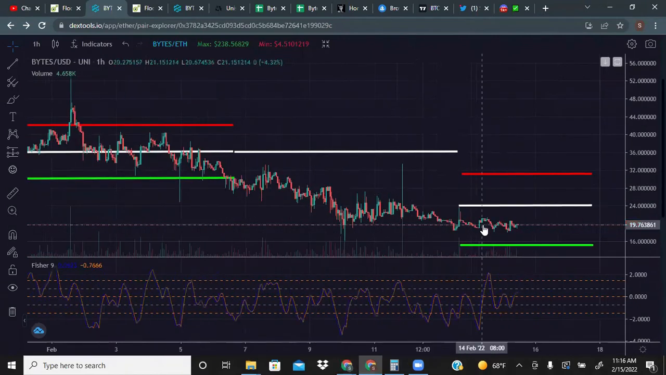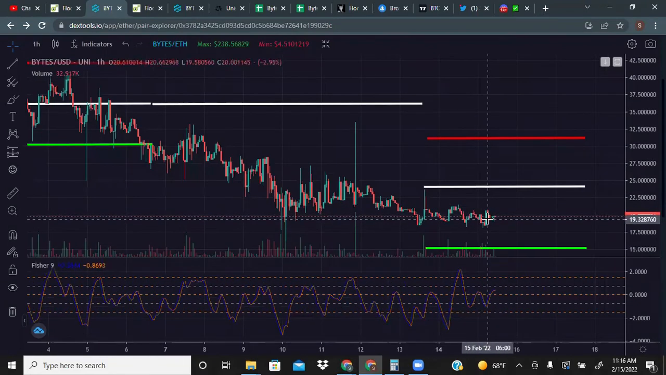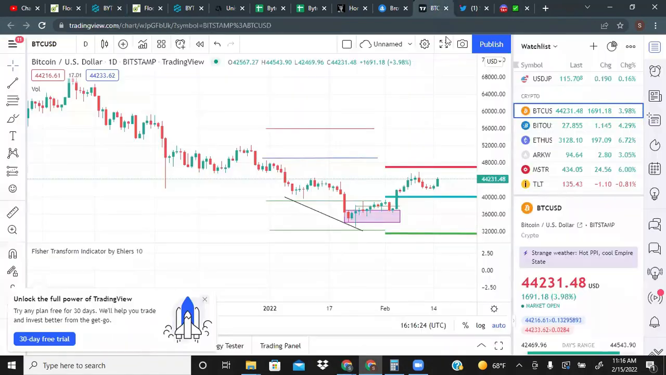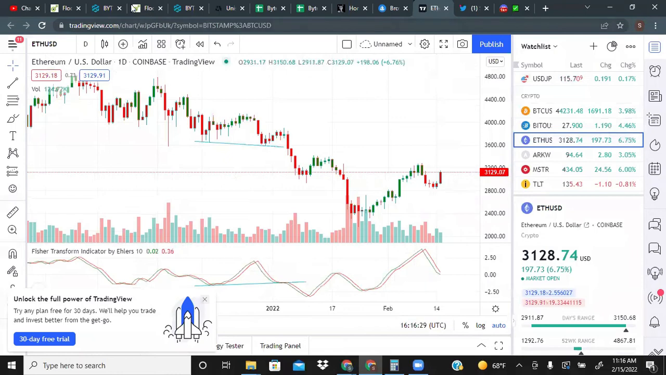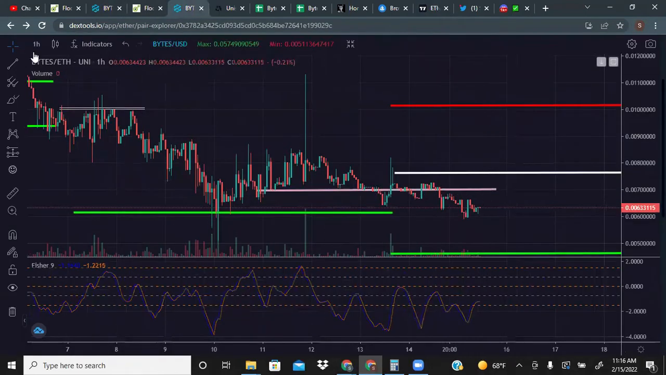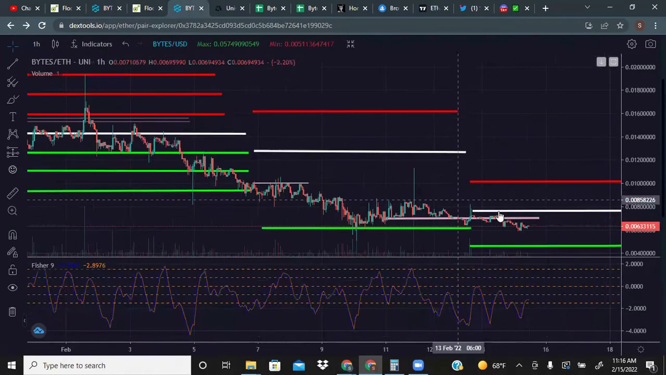So the price of Bytes has been pretty steady here. We did have a nice tick up in Bitcoin and Ethereum over the past day, but overall for the Bytes to Ethereum chart, basically sideways.